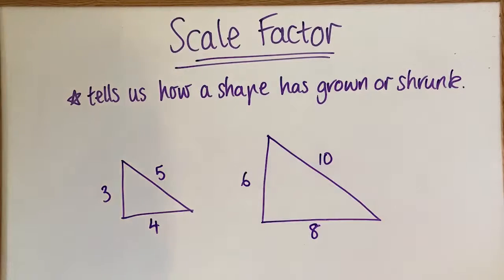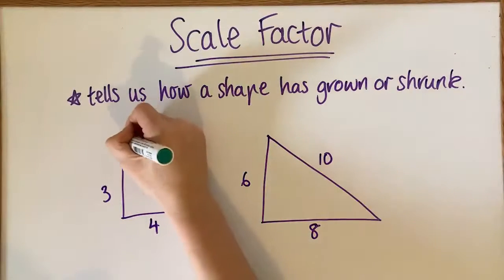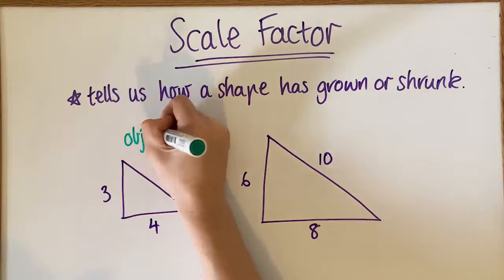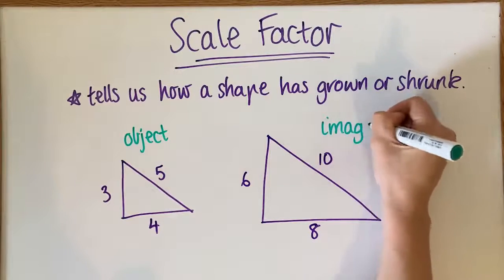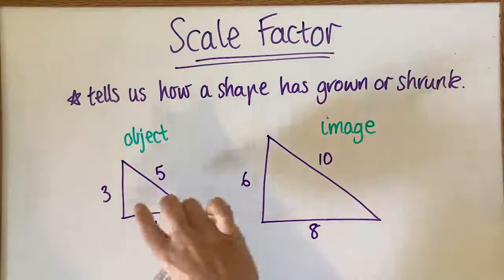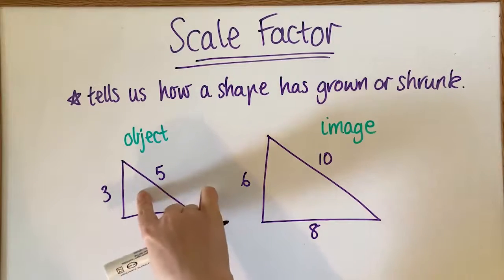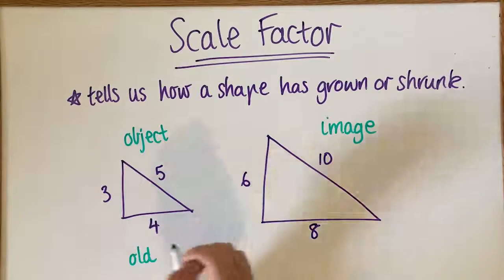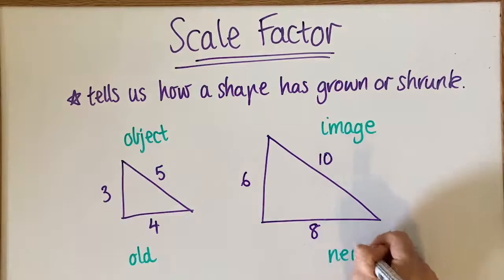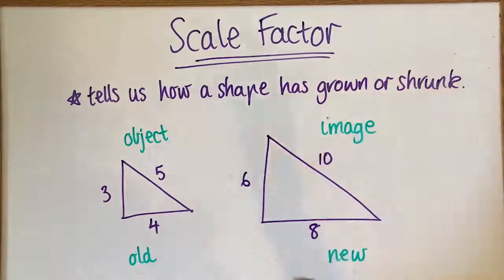Okay, so for these triangles here, the object is what you start with, and the image is what you end with. If you think about taking a photograph, you take a photo of the object, the starting thing, and you end up with an image. I always think of it as the old and the new, okay? Image is new, object is old.